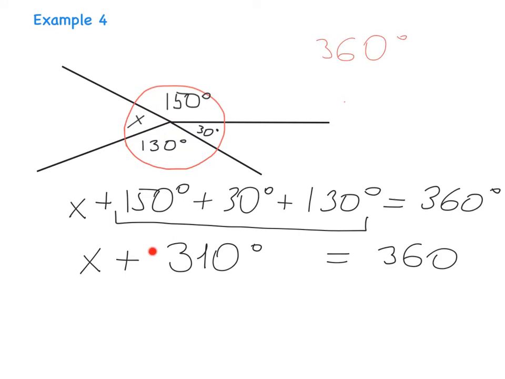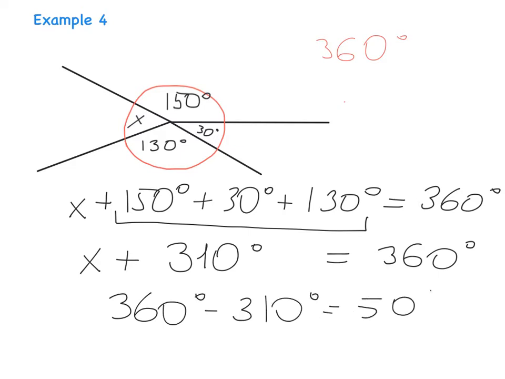So now we just need to take it away from 360, and then we'll get the answer. So 360 degrees minus 310 degrees is 50 degrees. So x is 50 degrees. Okay, make sure you have it in your copy and you know how to do it. We'll practice it tomorrow.